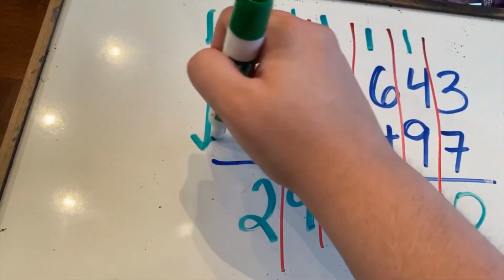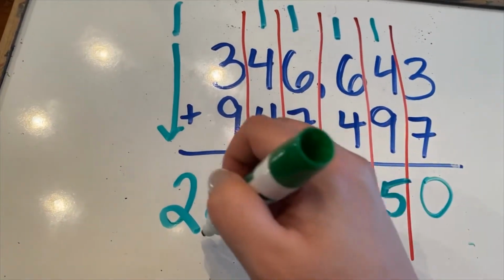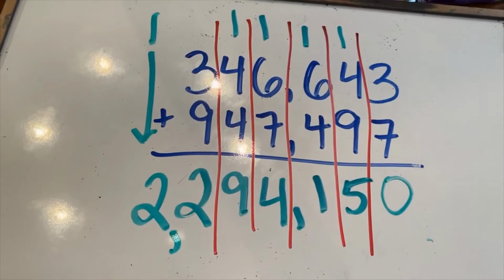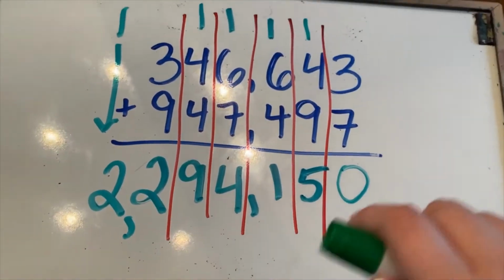And then that 1 comes straight back down. So we have 2,249,150.